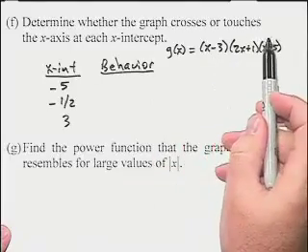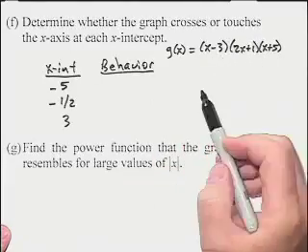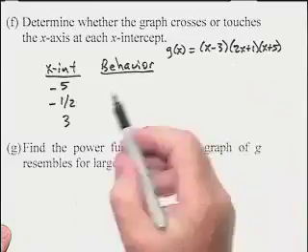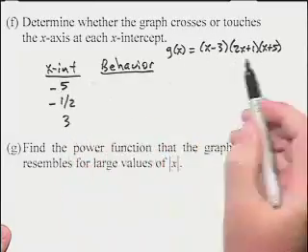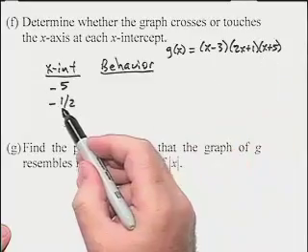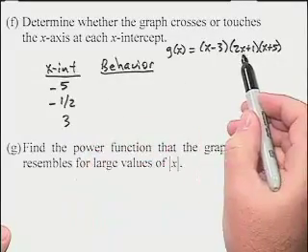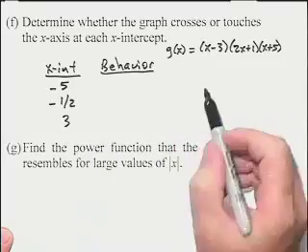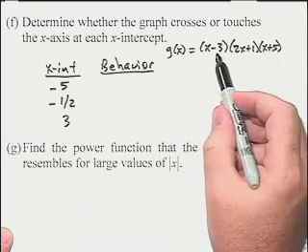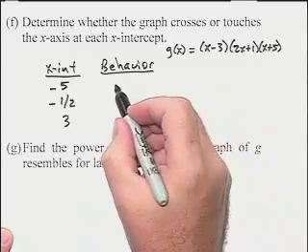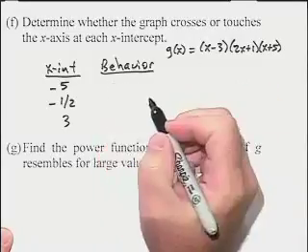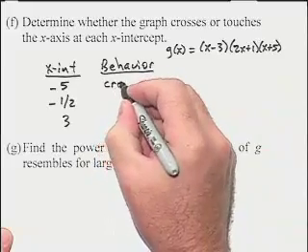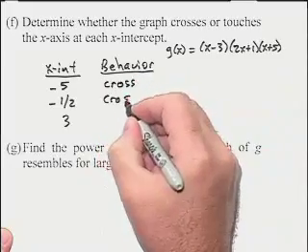x minus 3 times 2x plus 1 times x plus 5. If we look at the exponent in each of these factors, we see that the exponents are all 1, which is an odd number. Each of these factors gives us one of our x-intercepts. The negative 5 comes from the factor x plus 5. The negative 1/2 comes from the factor 2x plus 1. And the 3 comes from the factor x minus 3. Since each of these factors has an odd power, the multiplicity is odd. And the behavior for an odd multiplicity is that the graph will cross at each of these x-intercepts.